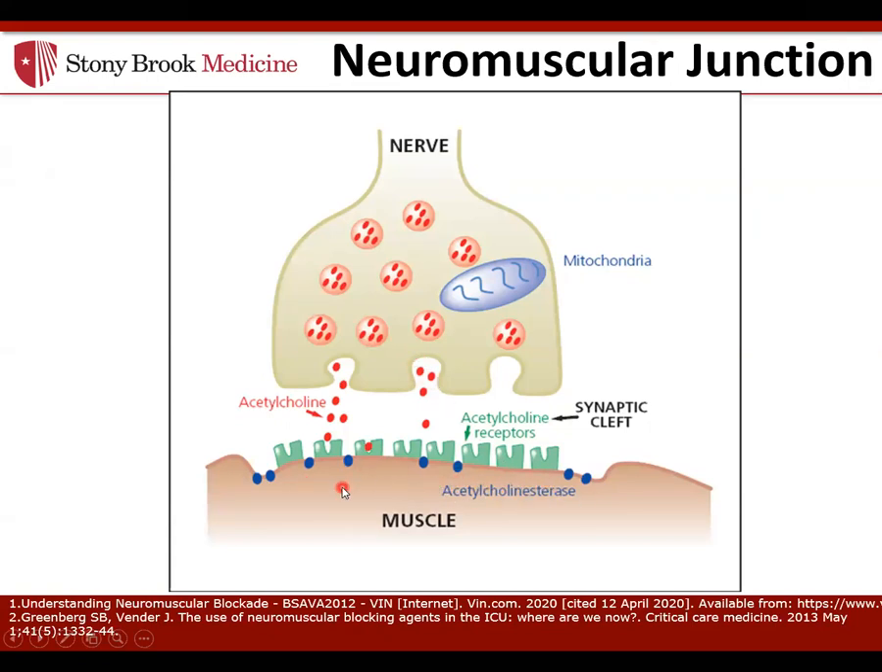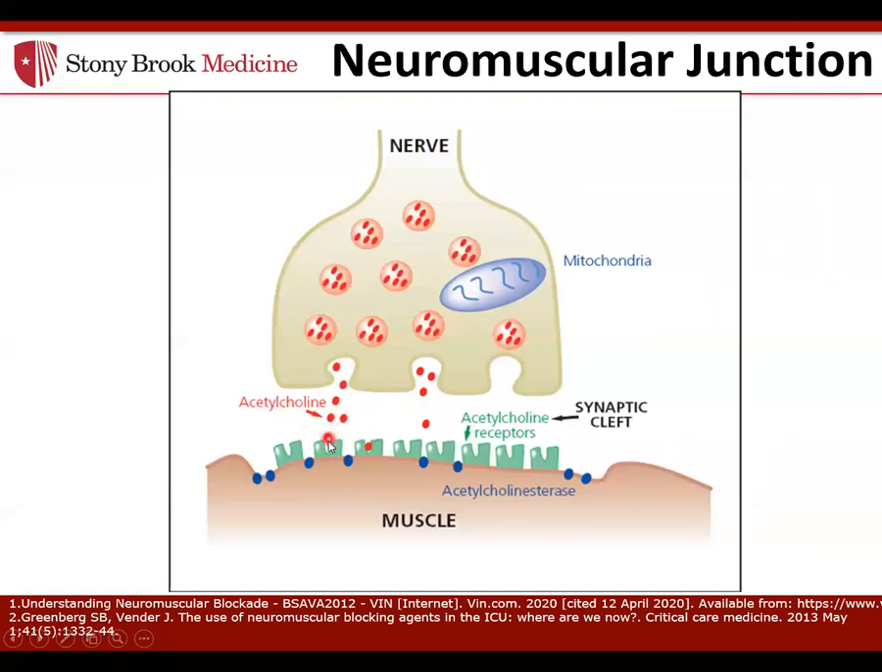On the postsynaptic nerve terminal, we have various receptors. These are nicotinic acetylcholine receptors. Normally, acetylcholine flows from the presynaptic nerve terminal through the synaptic cleft and binds to these nicotinic acetylcholine receptors.